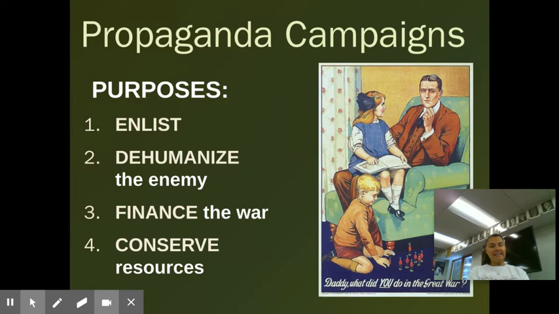And then lastly, propaganda can be used to conserve resources, meaning to save resources, to not use as much resources so that the soldiers can use them overseas. An example of this would be gas. To have people here in the United States not use as much gas, not travel as much, so that gas that we own can be used to help fuel tanks and fuel automobiles and stuff like that being used in the war over in Europe.